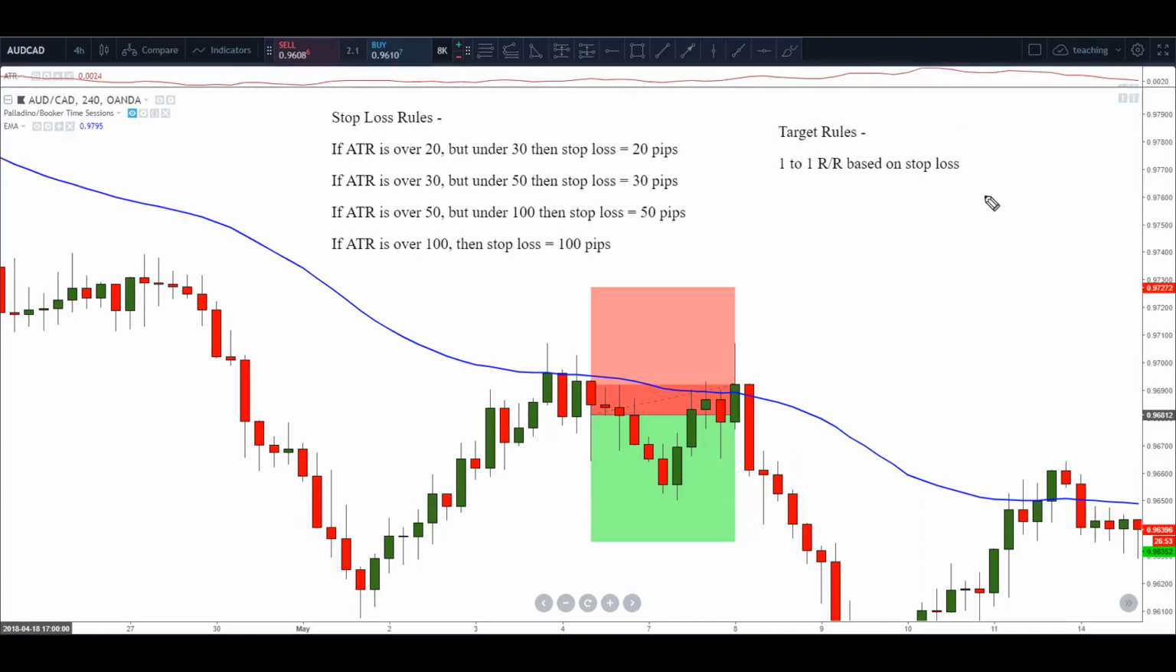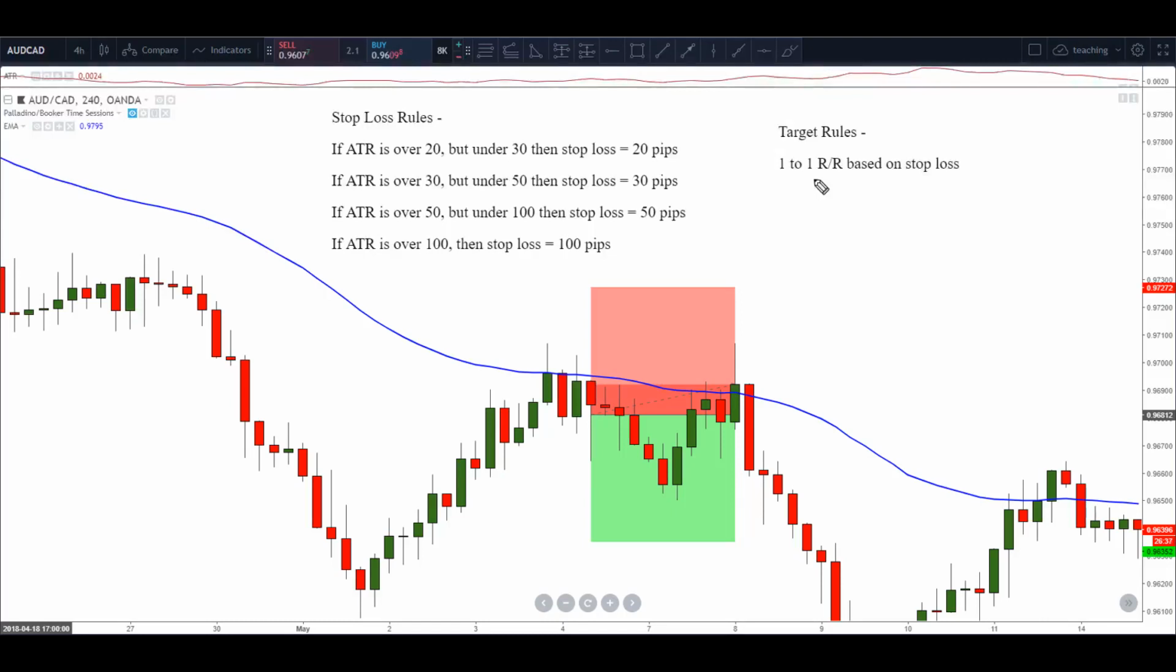So let's go ahead and place the trade. Again, target taking is very, very simple. We're just looking for a 1-to-1 risk reward after we place that stop loss. So let's take a look at a practical application of taking a trade based around this stop loss rule and target rule for the pullback strategy.